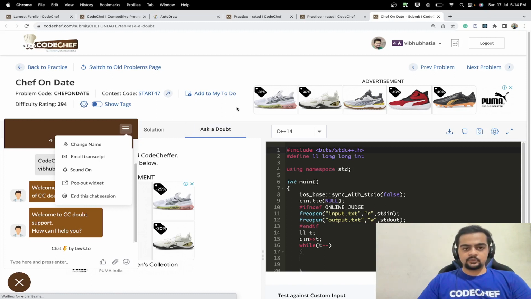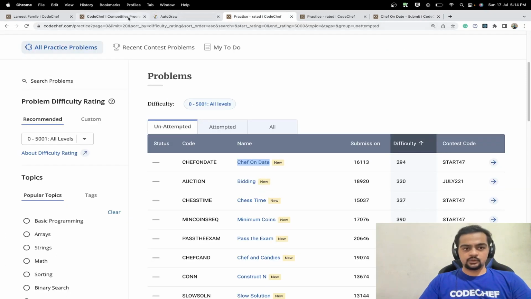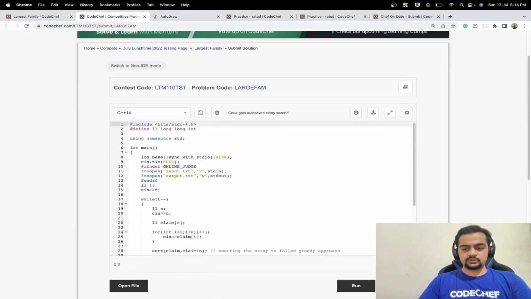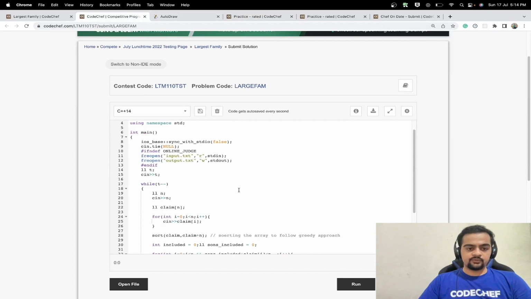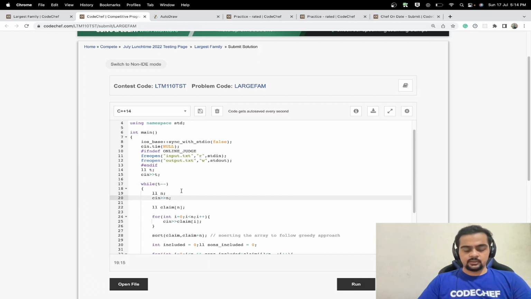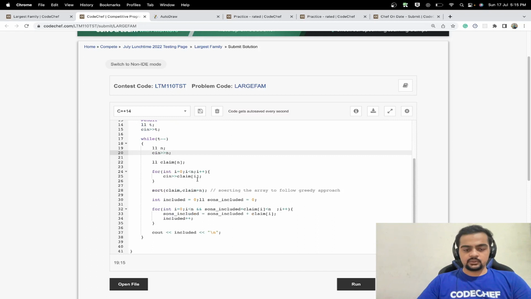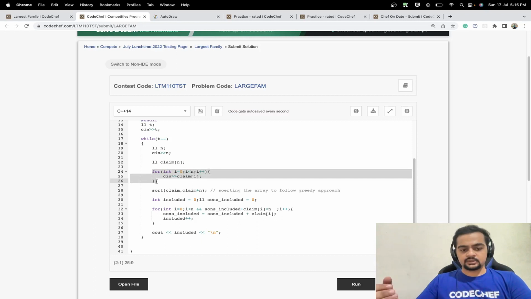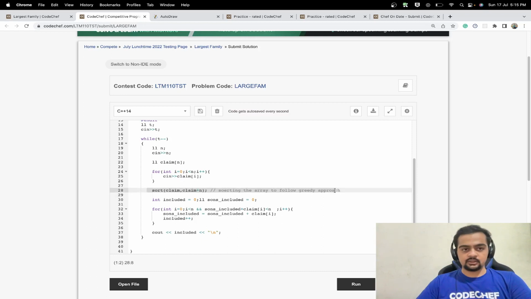Okay, so let us look at the code solution as well for the approach that we have already discussed. Initially, we are taking the number of test cases as input, and for every test case we are taking the input for the number of claims that are being made, which is equal to the number of people. Then we are inputting each and every claim for that particular person, that is, each person will come and make a claim for the number of children he has. And then we are sorting them. Why we are sorting them, we have already discussed.